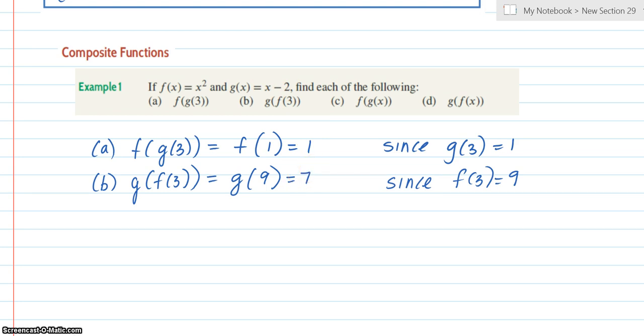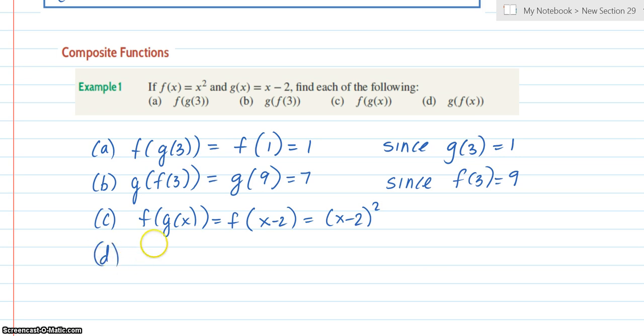They're not commutative. So in general, if you do it with x, f of g of x, what would that look like? Instead of figuring out the g of x first, we're going to look at f of the g of x. So it's going to be a shift to the right. So it's going to be x minus 2 squared.